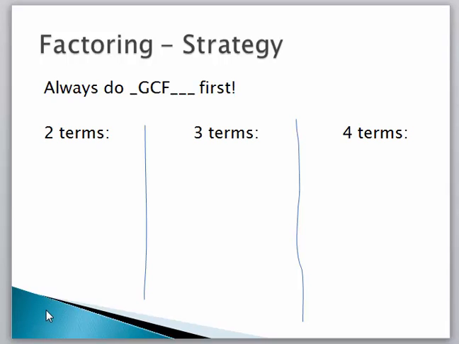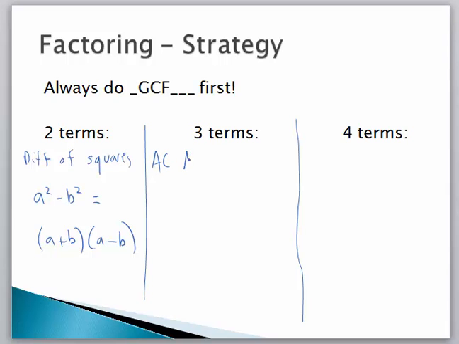Okay, so if it's two terms that you're dealing with, then most likely you're dealing with the difference of squares, or there's a chance you're dealing with the difference of squares. Recall the difference of squares will be a perfect square minus another perfect square, which will always factor like that. If you're dealing with three terms, then we'll use the AC method.